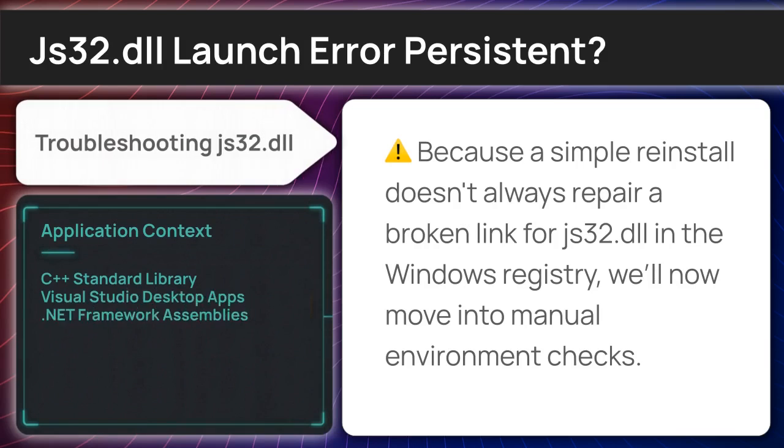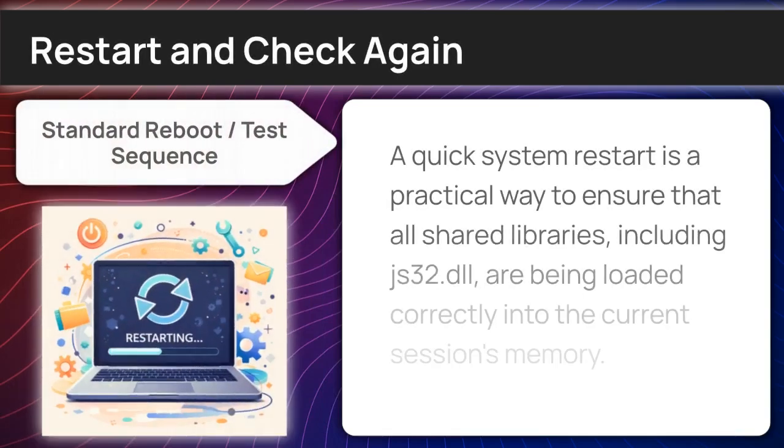refresh the system's memory. Performing a restart can determine if the error is just a transient environment glitch. A reboot refreshes your system's path variables and can sometimes re-establish a broken link to the js32 library file.